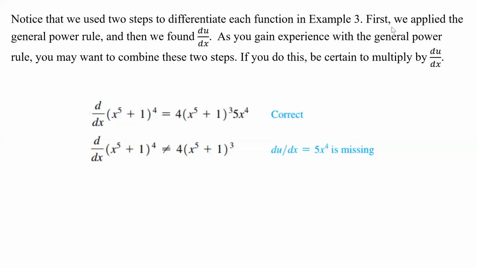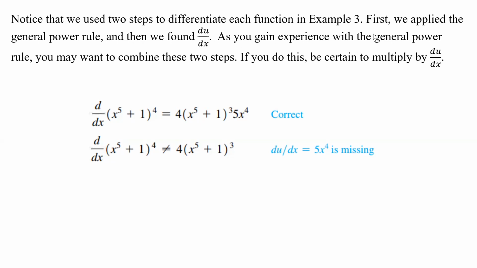All right, so on the previous example, we used really two steps to differentiate each function. First, we applied the normal power rule. We brought our power down in front, and then we kept what's inside the parentheses there, subtracted one. And then after that, we had to take the derivative of what was inside the parentheses. So that was our du part.